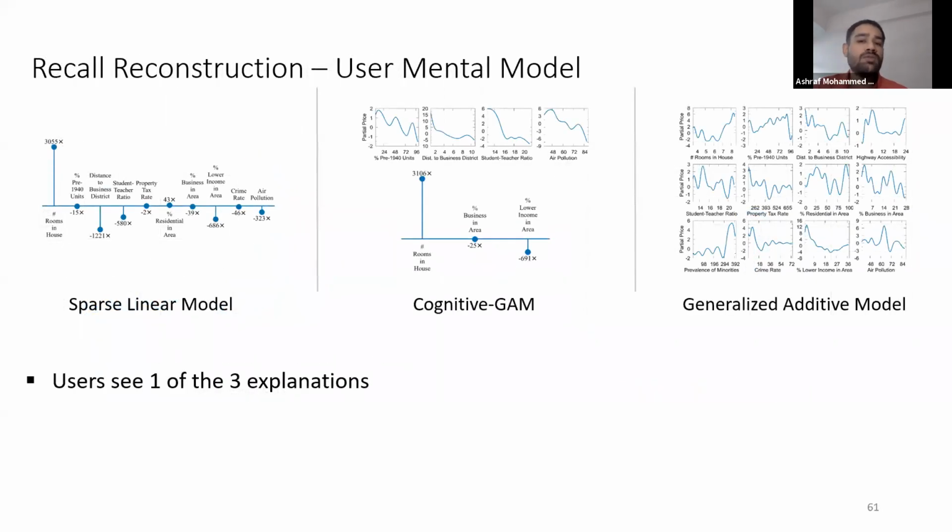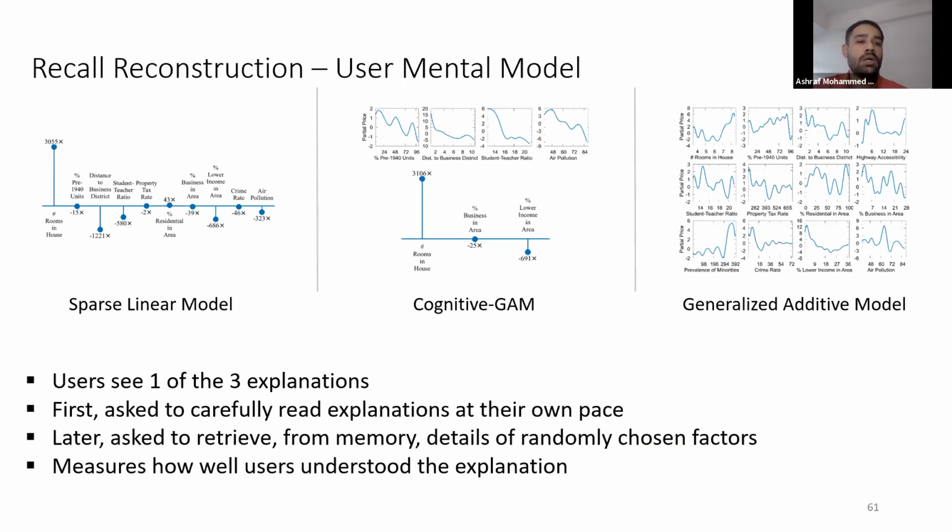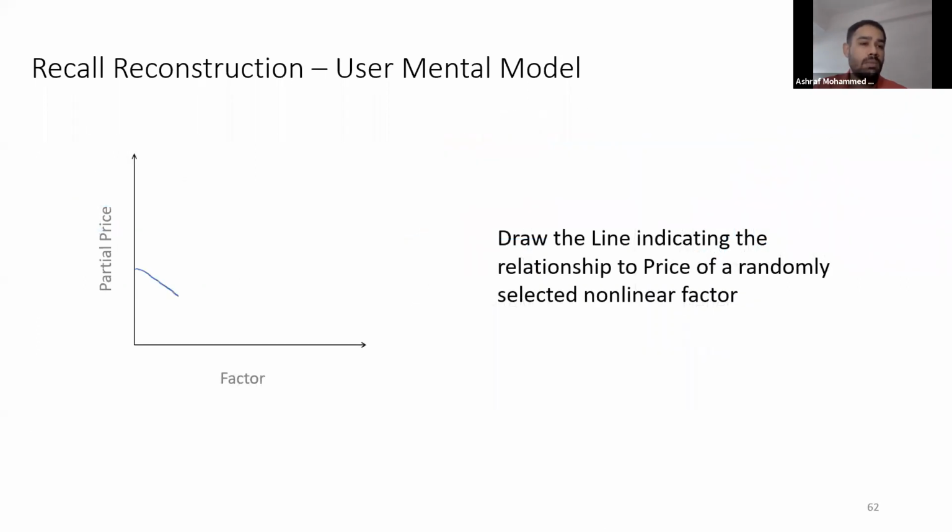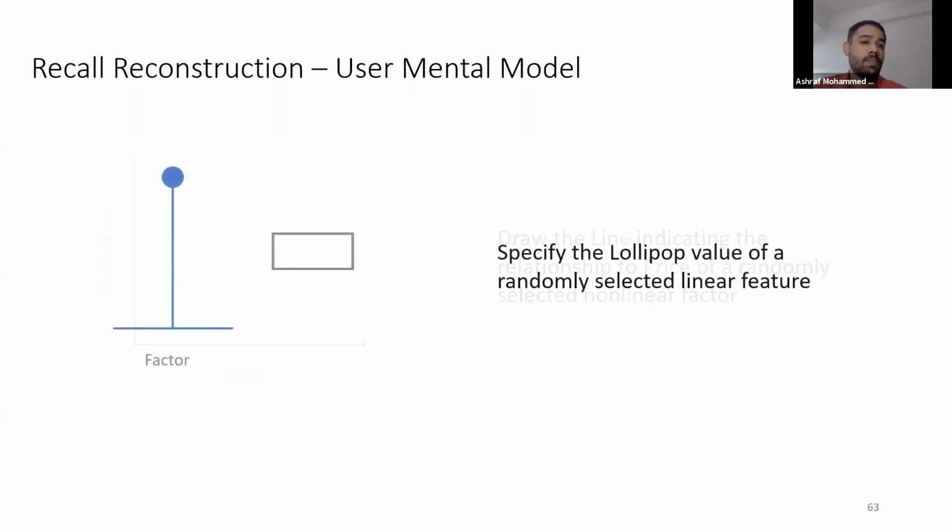So users see one of the three different explanation visualizations, and just as before, they are allowed to carefully study them. And once they are ready, the visualization is hidden and they are asked to retrieve from memory details of some randomly chosen factors. So in their condition, if there was a factor that was visualized as a nonlinear line graph, then the users are asked to draw the line which describes the relationship to price. And if there was a randomly chosen factor that was a lollipop, then users are asked to specify the influence value of the factor output relationships.